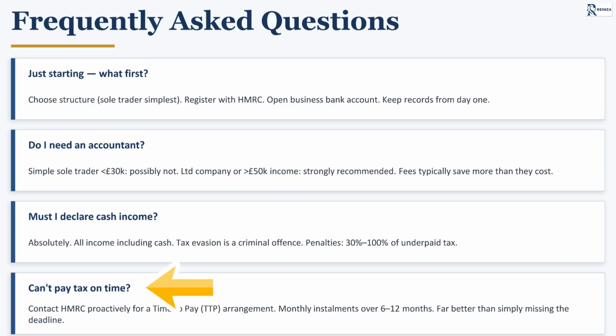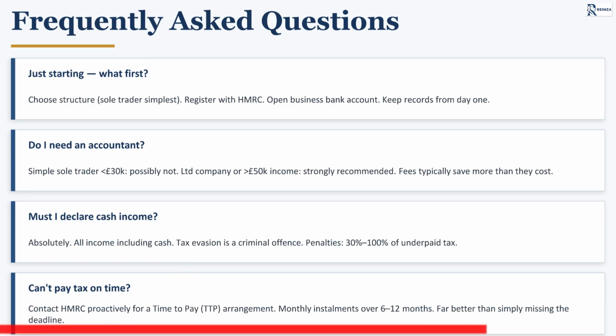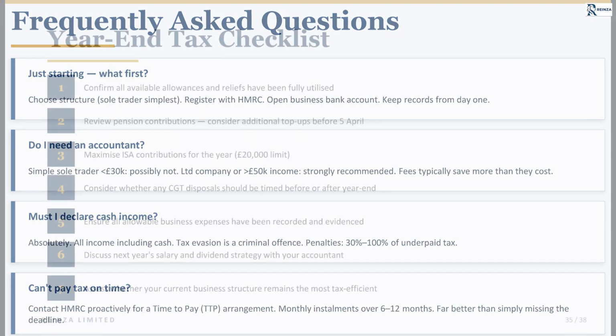Question 4. What if I cannot pay my tax on time? Contact HMRC proactively and ask for a time-to-pay arrangement. This allows you to pay in monthly installments over 6 to 12 months. This is far better than simply missing the deadline and facing automatic penalties and interest.